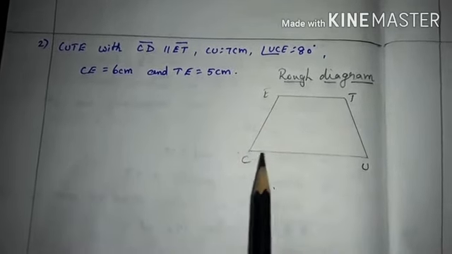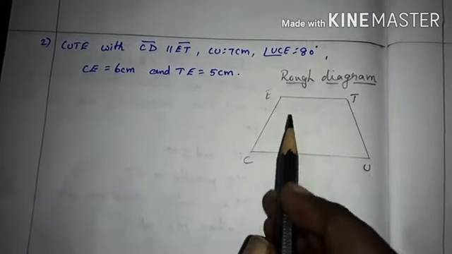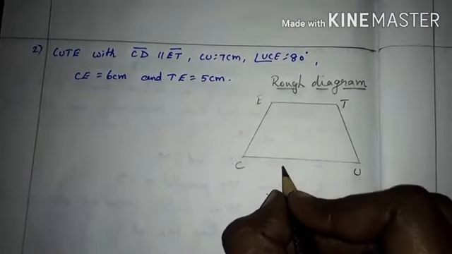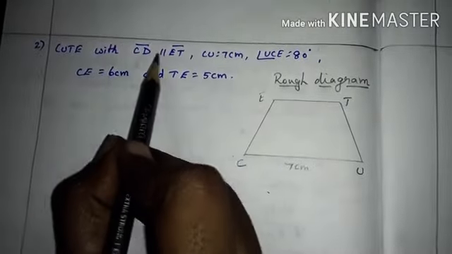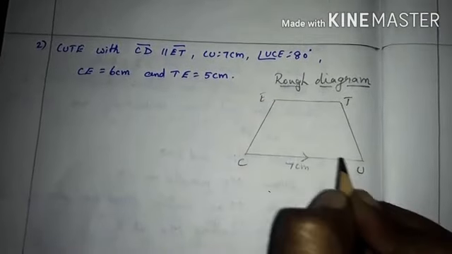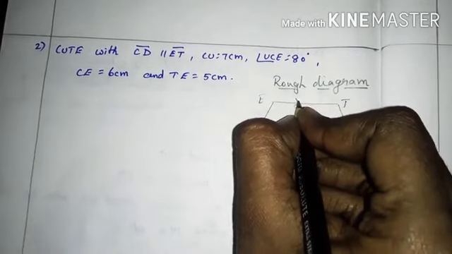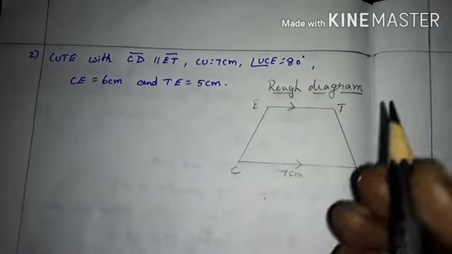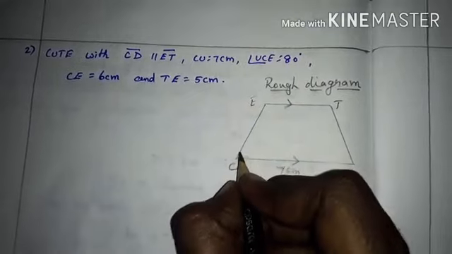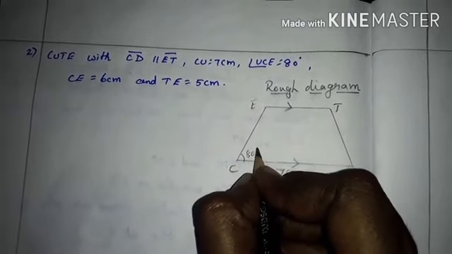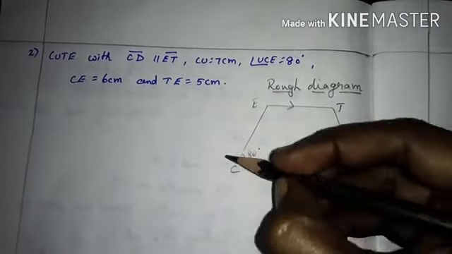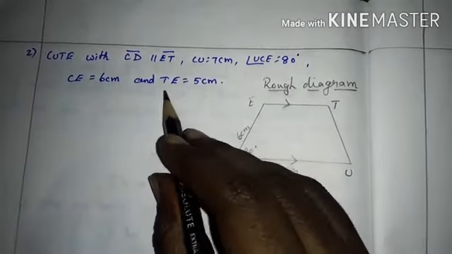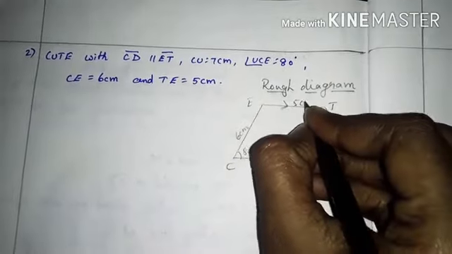First, draw the rough diagram CUTE. Now, mention the measurements given in the sum. That is, CU is given as 7 cm, and CU is parallel to ET. Then the next measurement given is angle UCE, which is 80 degree. Then CE equal to 6 centimeter, the distance between C and E is 6 centimeter. The distance between T and E is 5 centimeter.